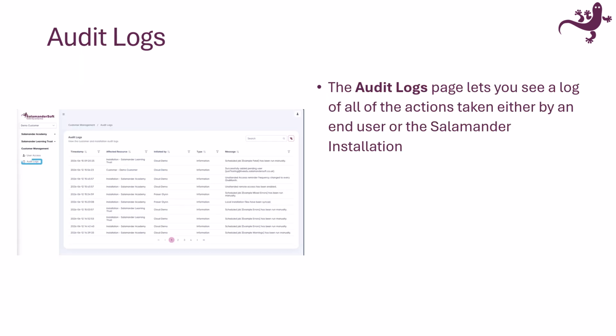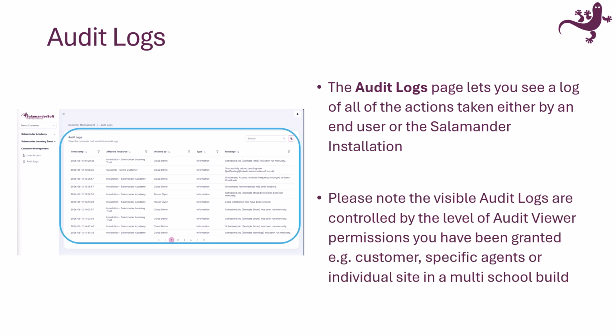The Audit Logs page lets you see a log of all of the actions taken either by an end user or the Salamander installation. Please note, the visible audit logs are controlled by the level of audit viewer permissions you have been granted, such as customer, specific agents, or individual site in a multi-school build. So, for example, if you only had audit viewer permissions for one school within a multi-school build, you would only be able to see the audit logs for that school and would be unable to view the audit logs for other schools.